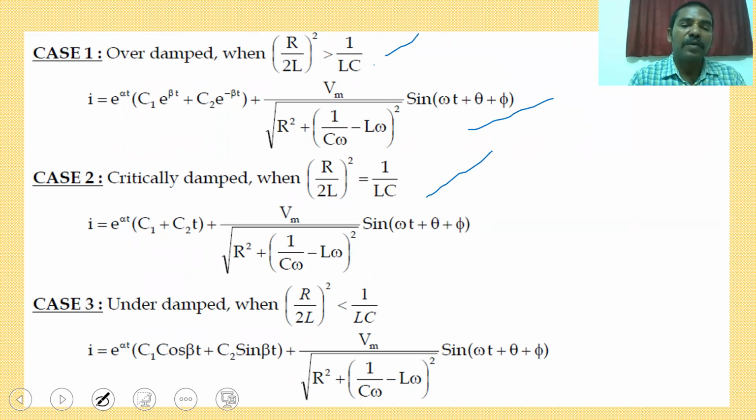If the roots are the same, that is (R/2L)² equal to 1/LC, it is a critically damped condition. So you get e^(αt) (c1 plus c2 t) plus Vm by Z sin(ωt + θ − φ). If it is an underdamped condition, where complex conjugate roots are there, the overall response i is equal to e^(αt) (c1 cos βt plus c2 sin βt) plus Vm by Z sin(ωt + θ + φ).